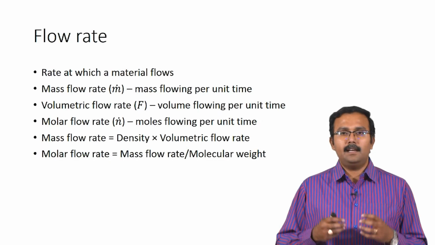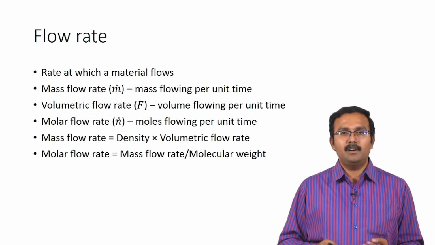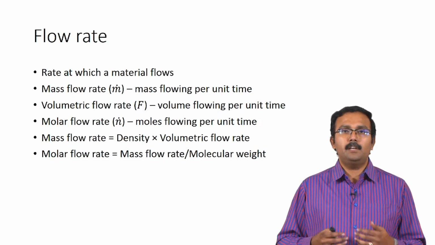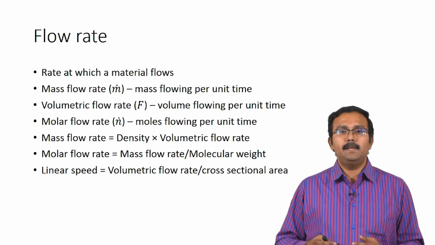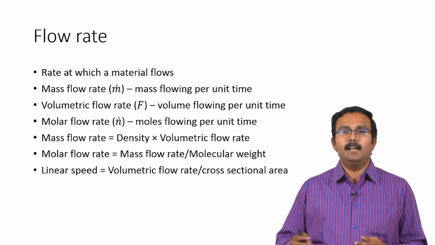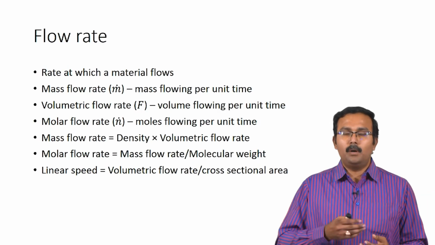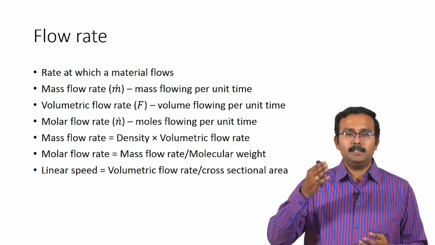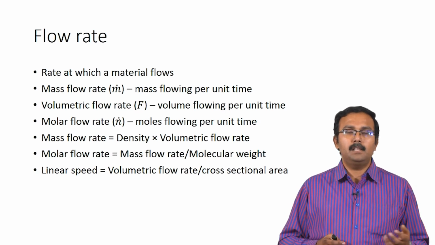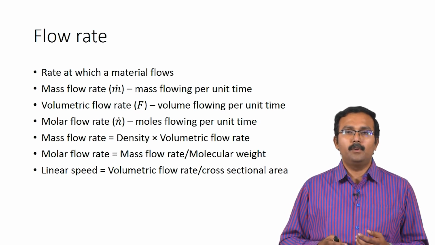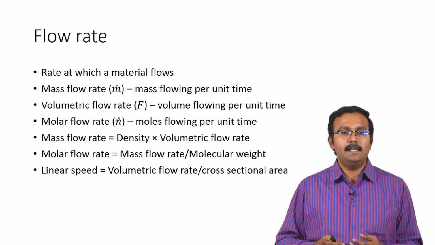You need to understand that this can be used only when the molecular weight of the substance is known, and in case you have a mixture, it might not be appropriate to use this directly unless you have the average molecular weight of the mixture. Linear speed can be calculated as volumetric flow rate divided by cross sectional area. So, when you have any material flowing through a pipe or through some stream, then the cross sectional area of the flow can be used in the denominator with the volumetric flow rate. So, basically you do volumetric flow rate divided by cross sectional area to obtain linear speed.